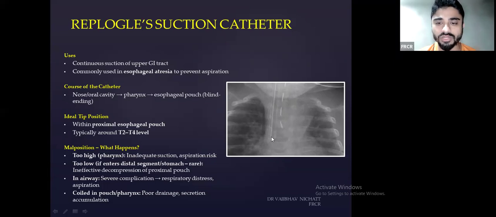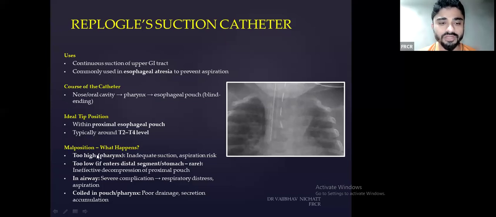So this is the endotracheal tube. This is the suction catheter, ideally placed in the proximal portion of the dilated pouch. It can be inserted via nose or oral cavity, then goes into the oropharynx and the proximal blind-ending esophageal pouch. Ideal tip position should be well within the proximal esophageal pouch, typically around T2 to T4 vertebral level.